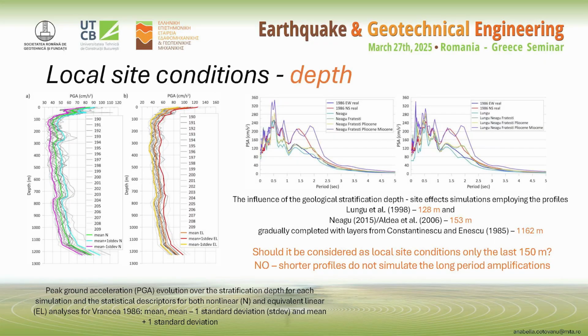So here we may ask ourselves if we should consider only the 150 meter depth for the local site conditions, but if we look at the spectral characteristics, we will see the shorter profiles, we can see here the Neagu profile and the Lungu profile, gradually completed with layers from Constantinescu and Enescu. And we see in purple is the only simulation that can see the amplifications for longer periods. So we must use the entire package of the local site conditions, not only the first 150 meters.